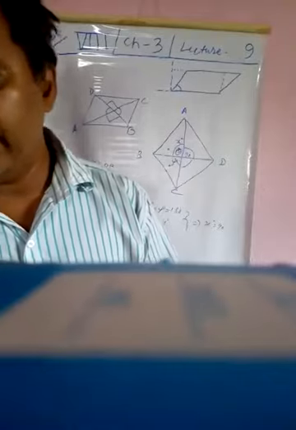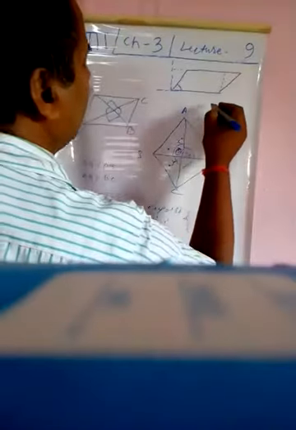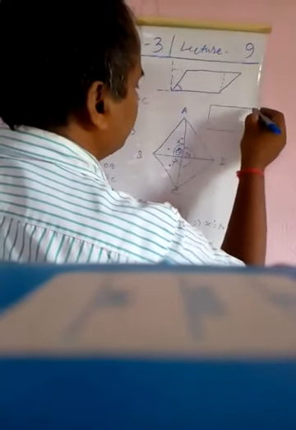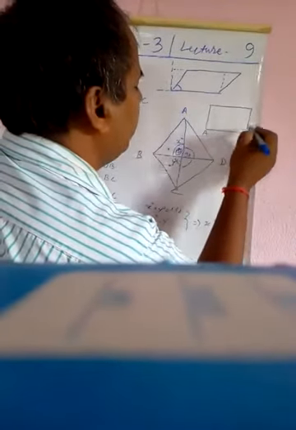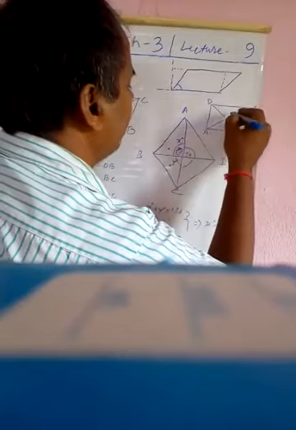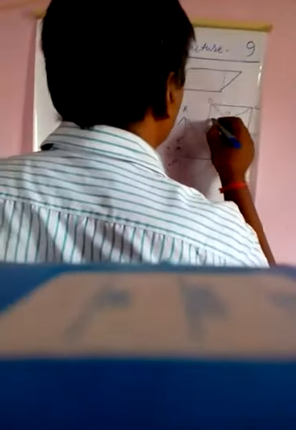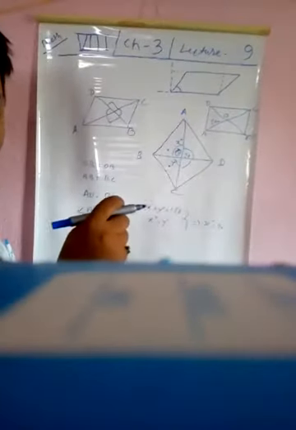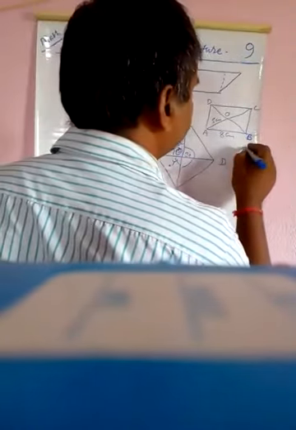So the question is, ABCD is a rectangle. Starting from here, A, B, C, D. The diagonals bisect at O, and AO is equal to 5 centimeter, as given. AB is given as 8 centimeter. Then you have to find the value of BC.